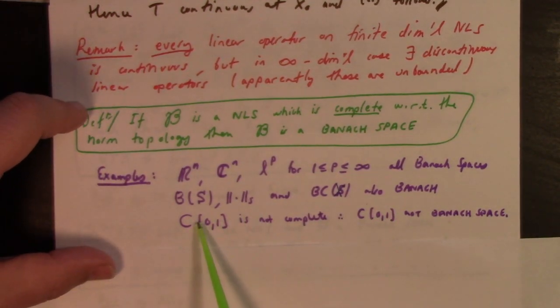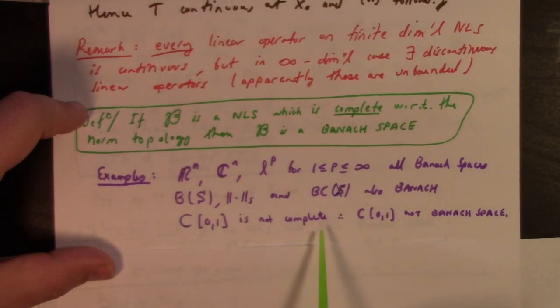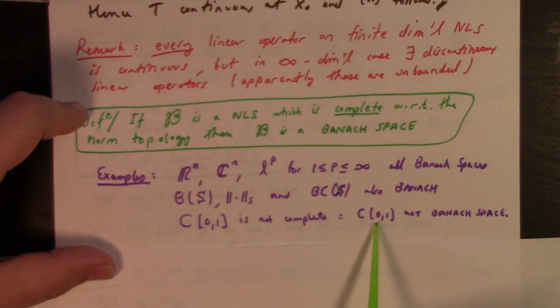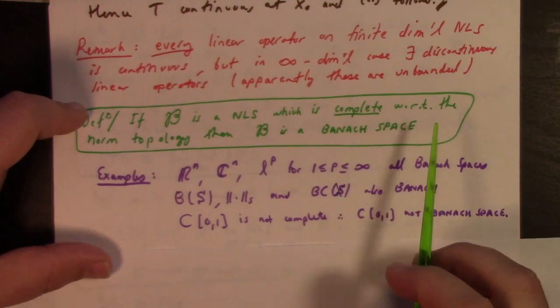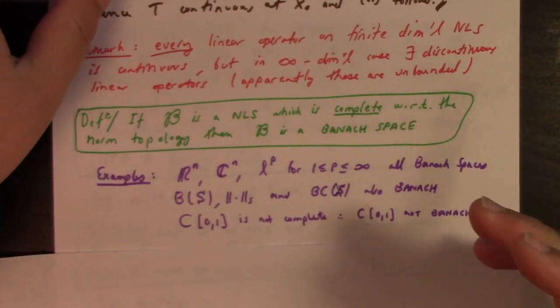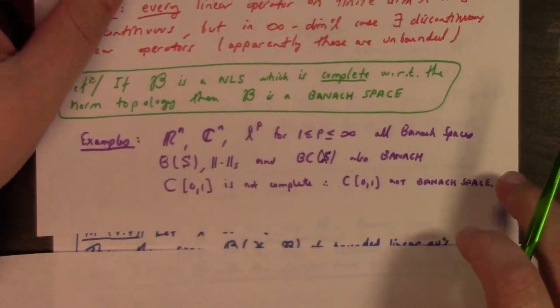Anyway, continuous functions from 0, 1, it can be shown that this is not complete. Therefore, continuous functions with domain 0, 1, so real valued, going from 0, 1 to the reals, is not a complete space as it turns out, so this is not a Banach space. So, you know, not everything's Banach. There are non-Banach things.